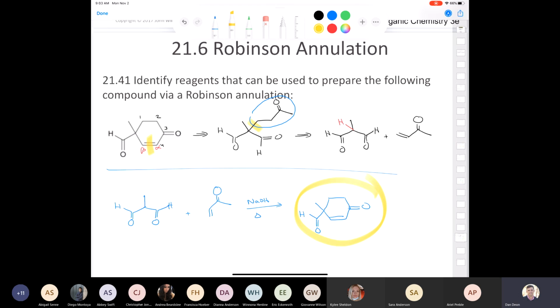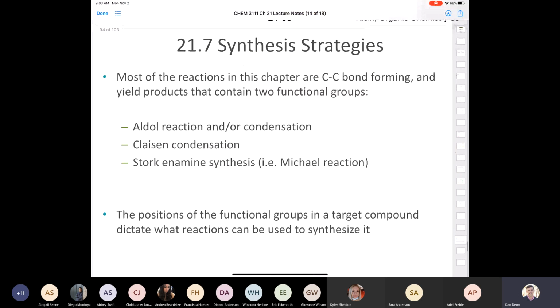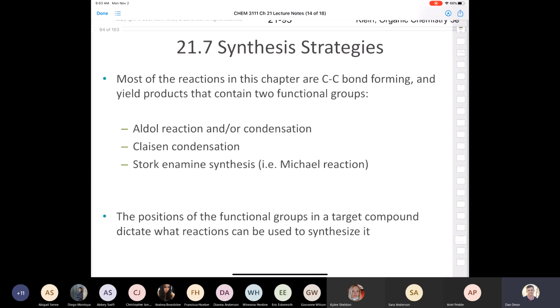All right, there we go. And that is all of the new chemistry in this chapter. Let's take a look at section 21.7 quickly. We got about 10 minutes left. Most of the reactions in this chapter are carbon-carbon bond forming reactions and yield products that contain more than one functional group.